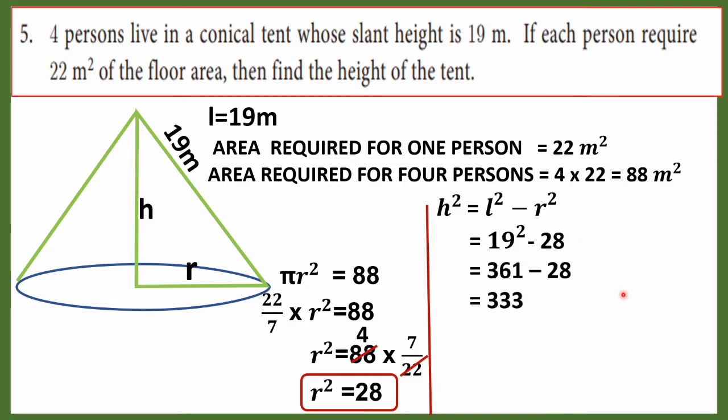After simplification we get h² equals 333. Here we need to take the square root. But the easiest method is the prime factorization method. Take the prime factorization.